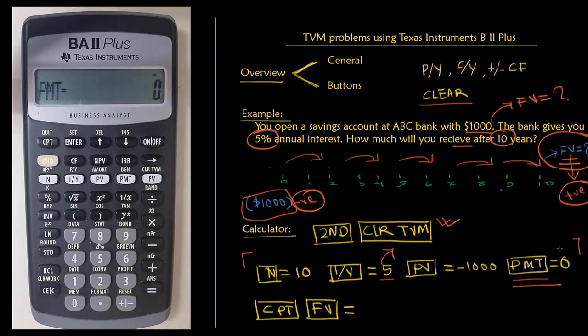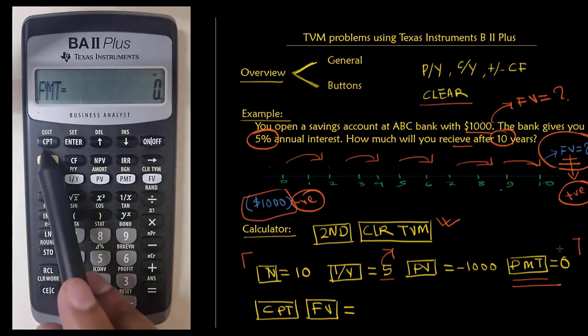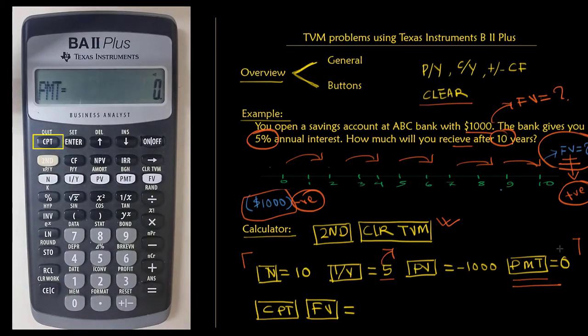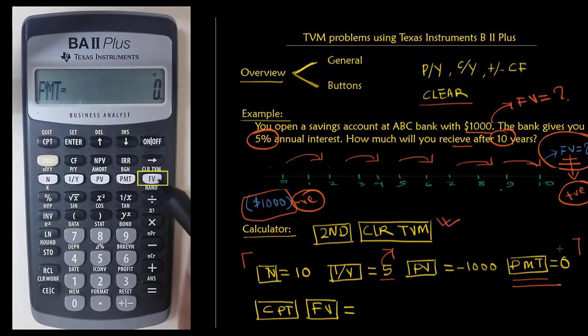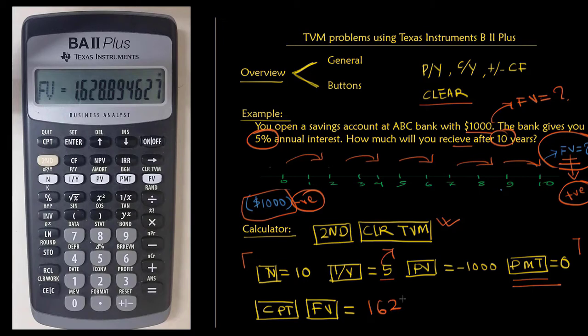So to calculate it, press this button that is labeled compute. CPT stands for compute. Then you press the future value button, so it will compute the future value, and that is 1,629. As you can see, it was really simple and straightforward to do.